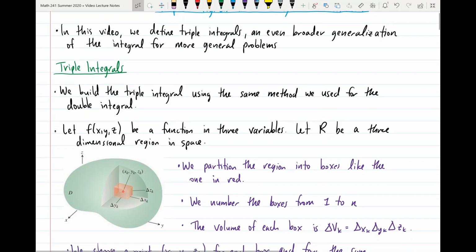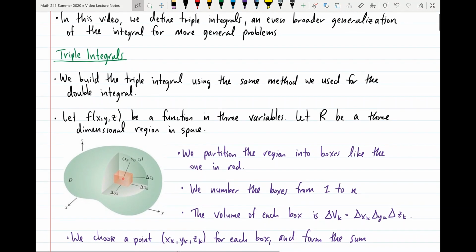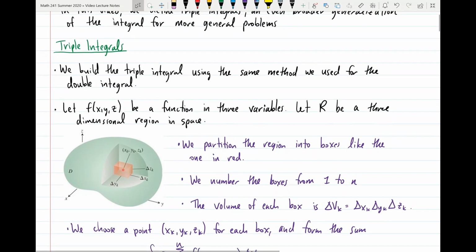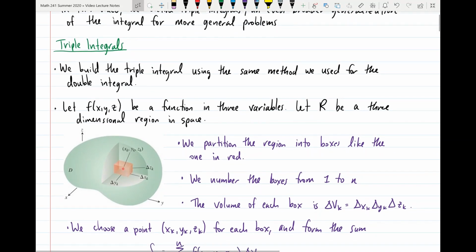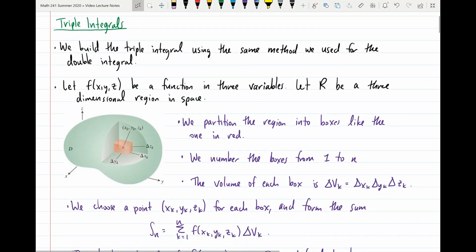Okay, so let's build up the notion of the triple integral just like we've done for the double integral in previous sections. We build the triple integral using the same method that we used for the double integral. We can let f of x, y, z be some function in 3 variables, again with rectangular coordinates for us this time. And we can let R be some 3-dimensional region in space.